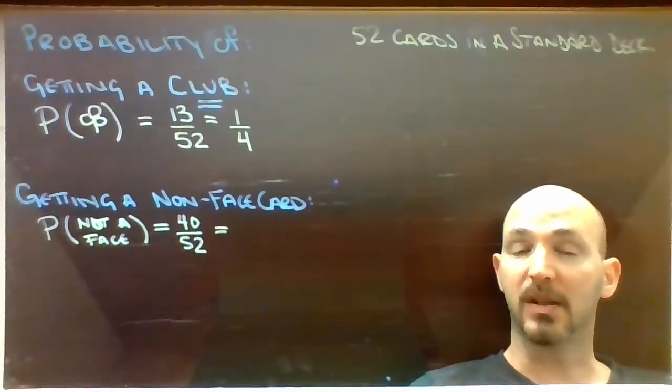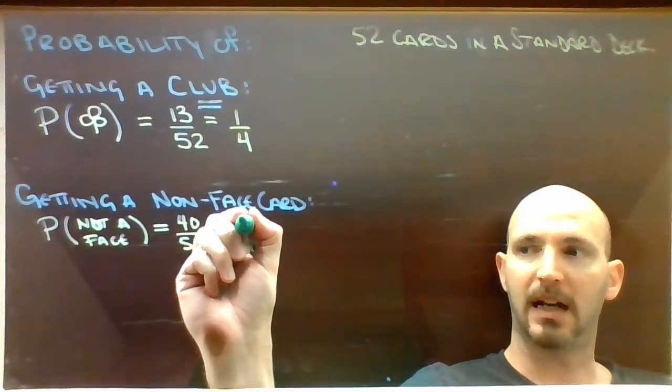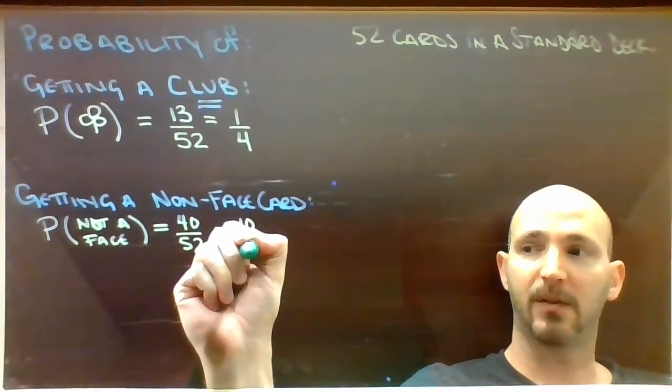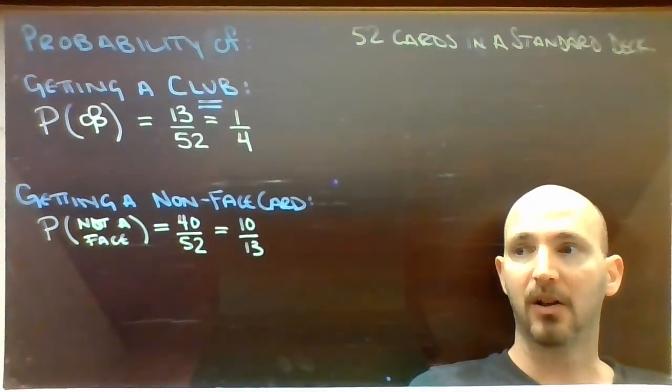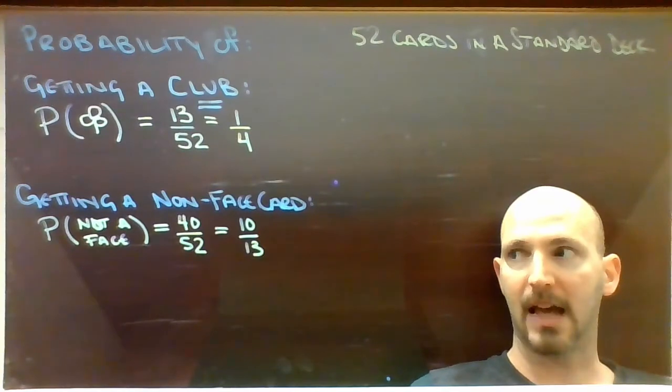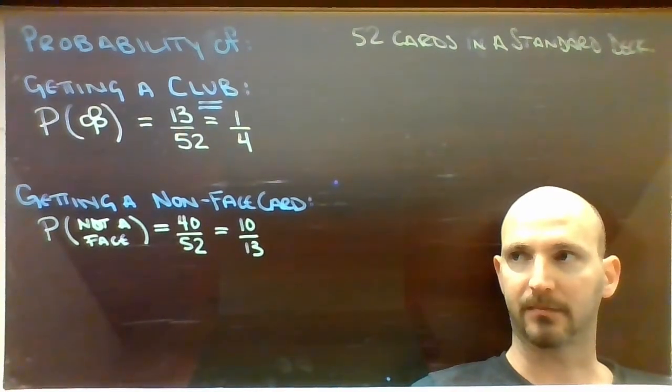Now both of those numbers divide by 4 as well. That's going to give 10 out of 13. Now that's the number we had out of each suit. 10 cards, the ace through 10, out of the ace through king are not face cards. So we have that. Excellent.